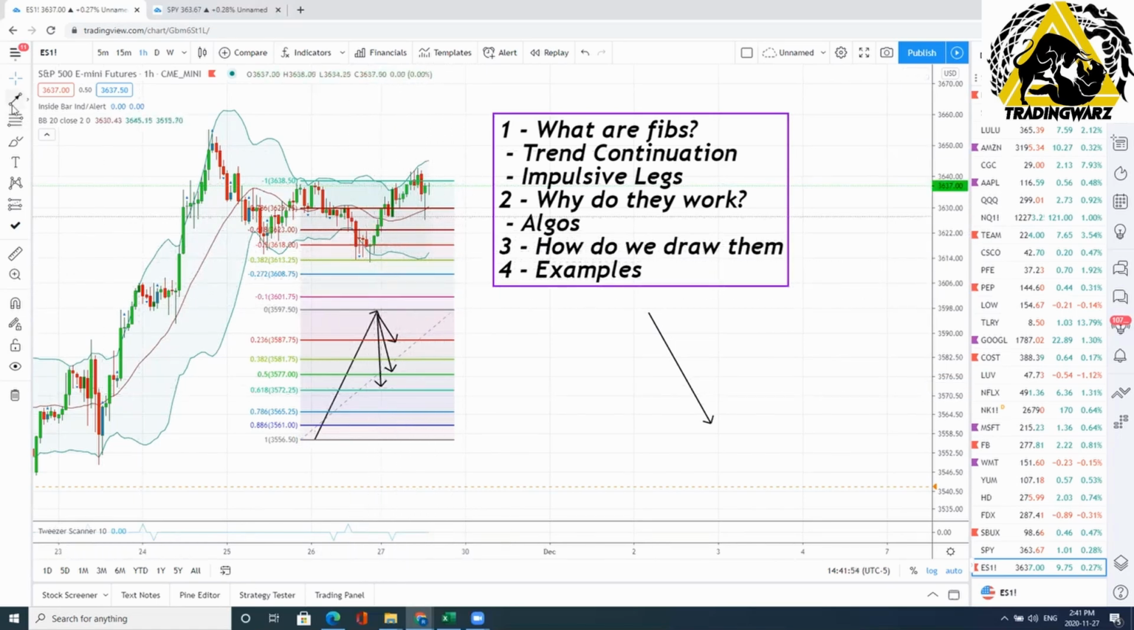How we could potentially see a setup is a pullback to the 50 and then a trade to the 50 target.